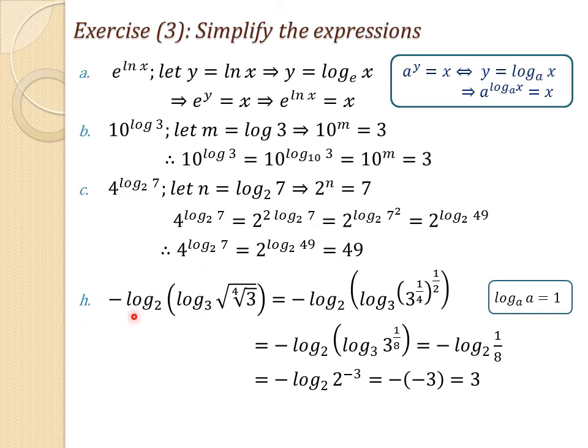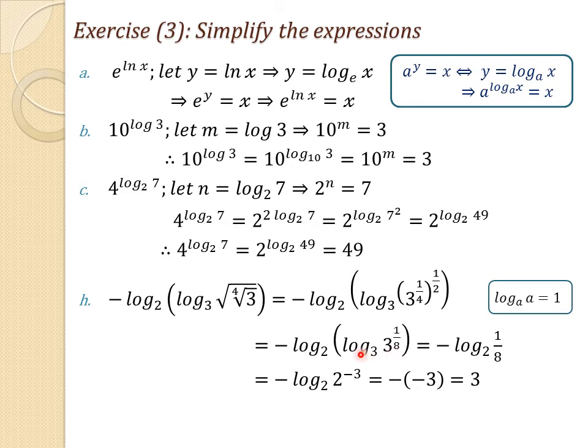On D, we have a negative logarithm outside and a logarithm inside. So we will work starting from the inner values. In order to use the logarithm here, we need first to simplify this expression. So 3 under the fourth root is 3 power 1 over 4, and under the second root, this is power 1 over 2. So multiply 1 over 4 by 1 over 2. It is 3 power 1 over 8.